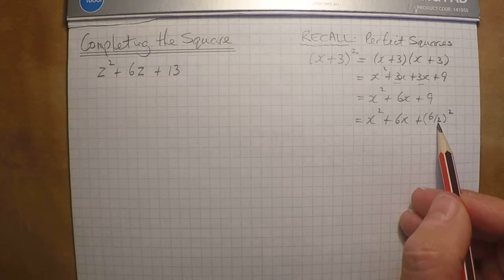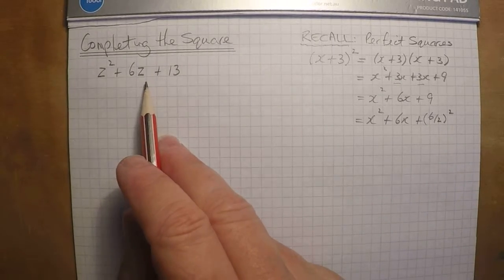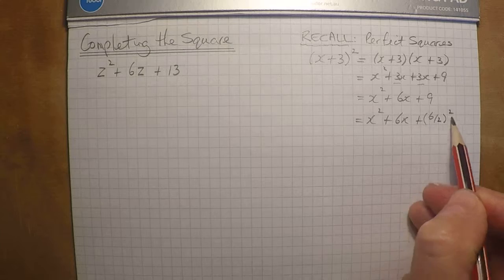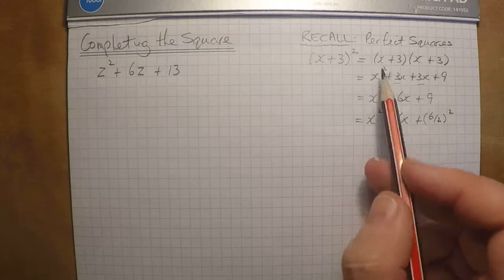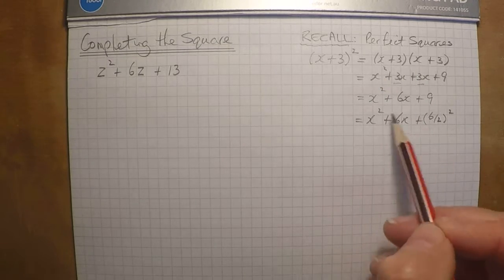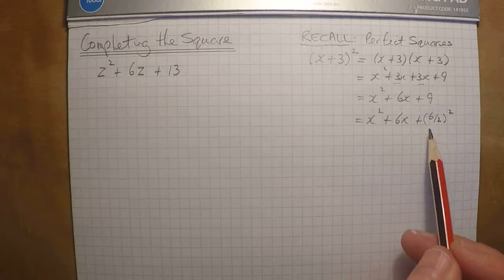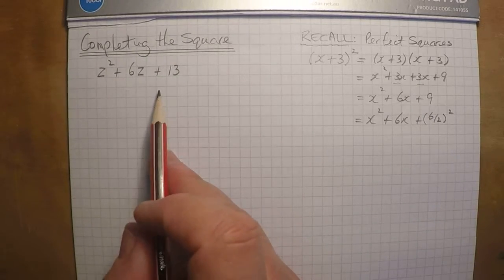This is the trick to completing the square over here. We halve the value of the coefficient on the linear term, square it, and add it on as a constant. That gives us exactly what we're looking for, a quadratic in this form. Now that we've remembered that, let's go back and try this one.